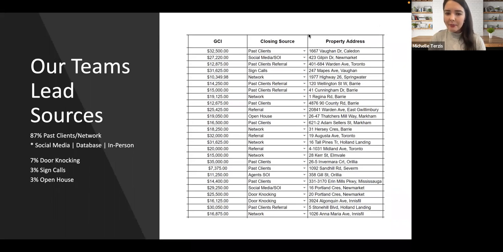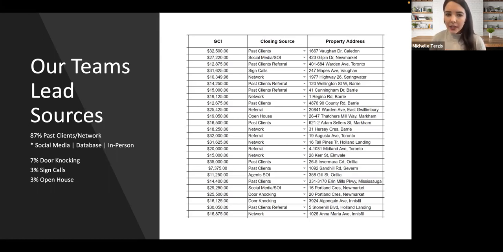This is the last about 20 listings that our team has taken. And you can see on the left-hand side that 87% has come from past clients and network. Now, so you guys have a definition, to us, that means social media, database, and in-person interactions. Now, that is our stats. We are predominantly organic social media, which we'll get into.